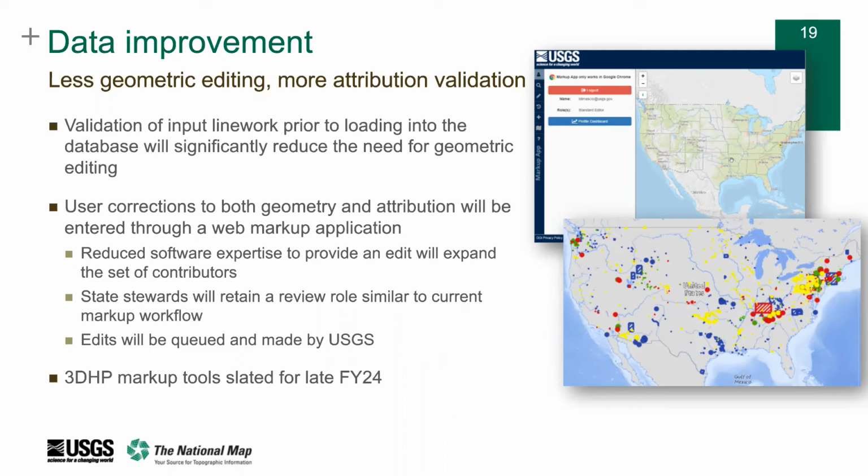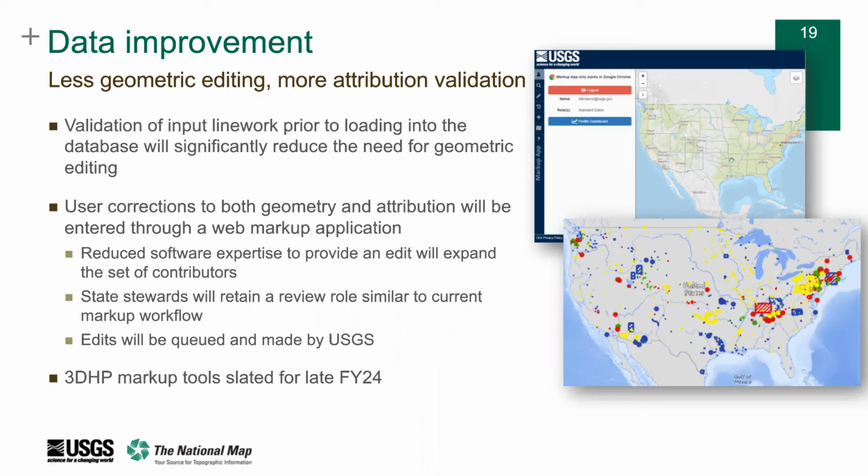And so the first place we do that is to actually validate the line work before it goes in the database, so we have less in the database that needs to be fixed. But we're also going to shift to a primarily markup environment where stewards, and this now could be fisheries biologists, it could be foresters, it could be land managers, it could be county officials, who knows.